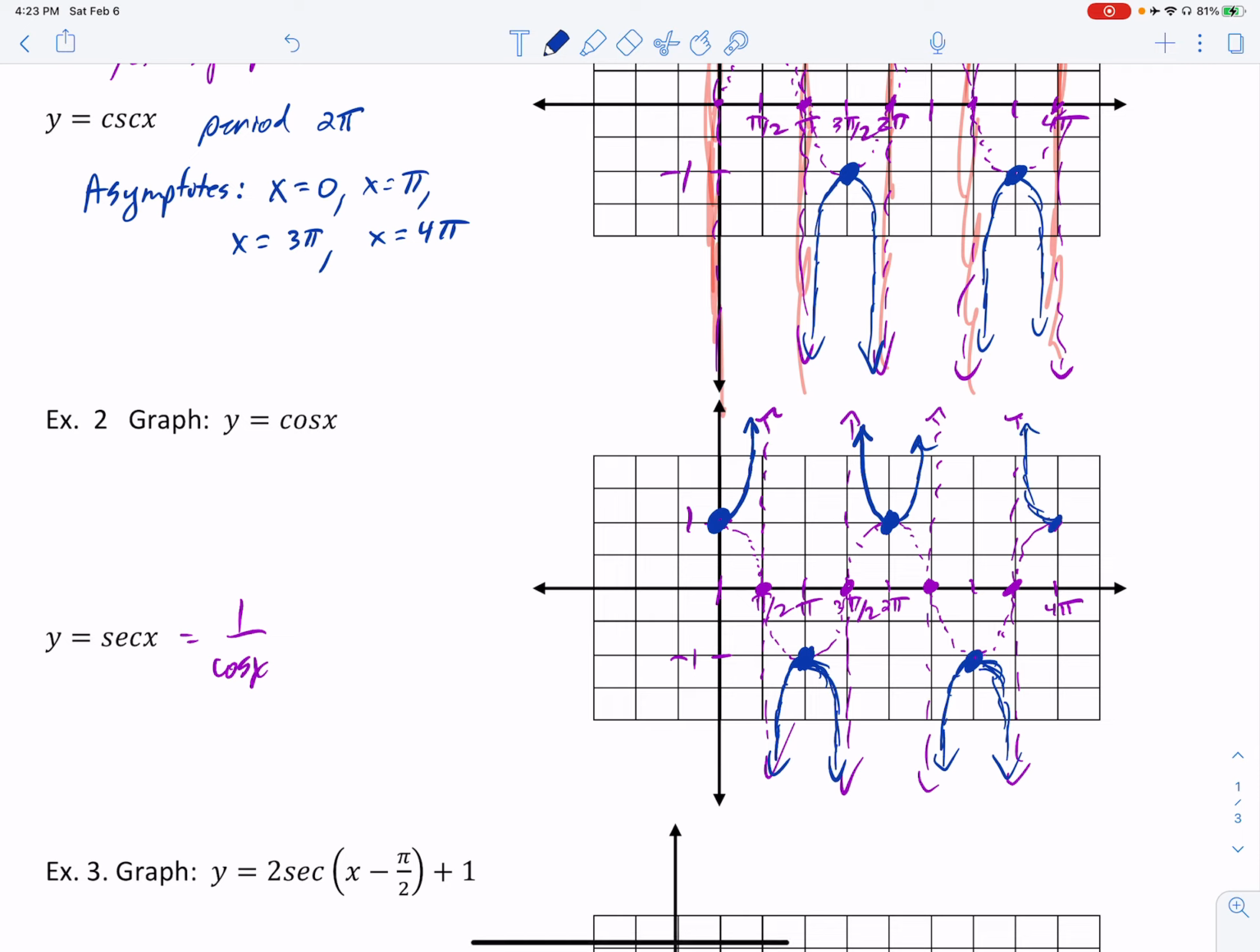Kind of looks a little bit like a parabola in a sense. And there are 2 periods of secant. And the asymptotes are x equals, and they need to be equations of vertical lines, so you need x equals pi units away from that, 3 pi halves, x equals 5 pi halves, and then x equals 7 pi halves, and we have all 4 of those.